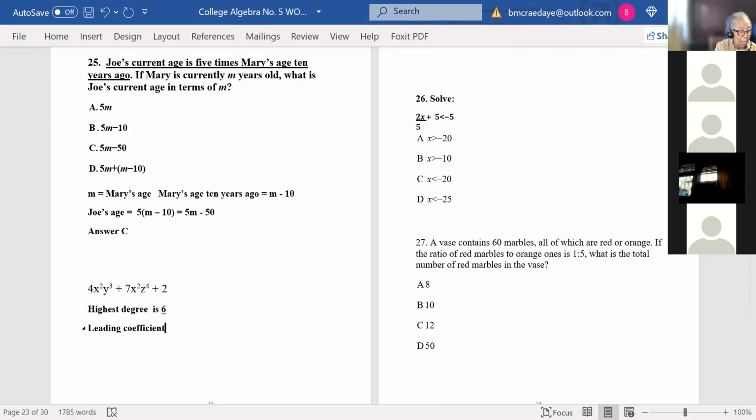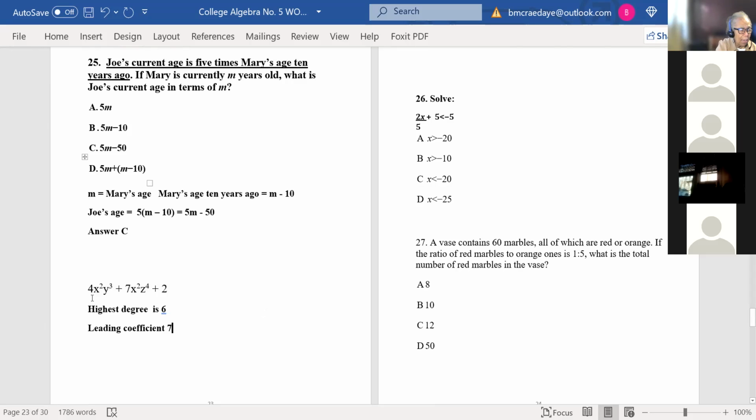that's the number in front of the term that has the highest degree. And what is that number? 7. That's it. 7. So that's how you do that. You remember now we went through it?